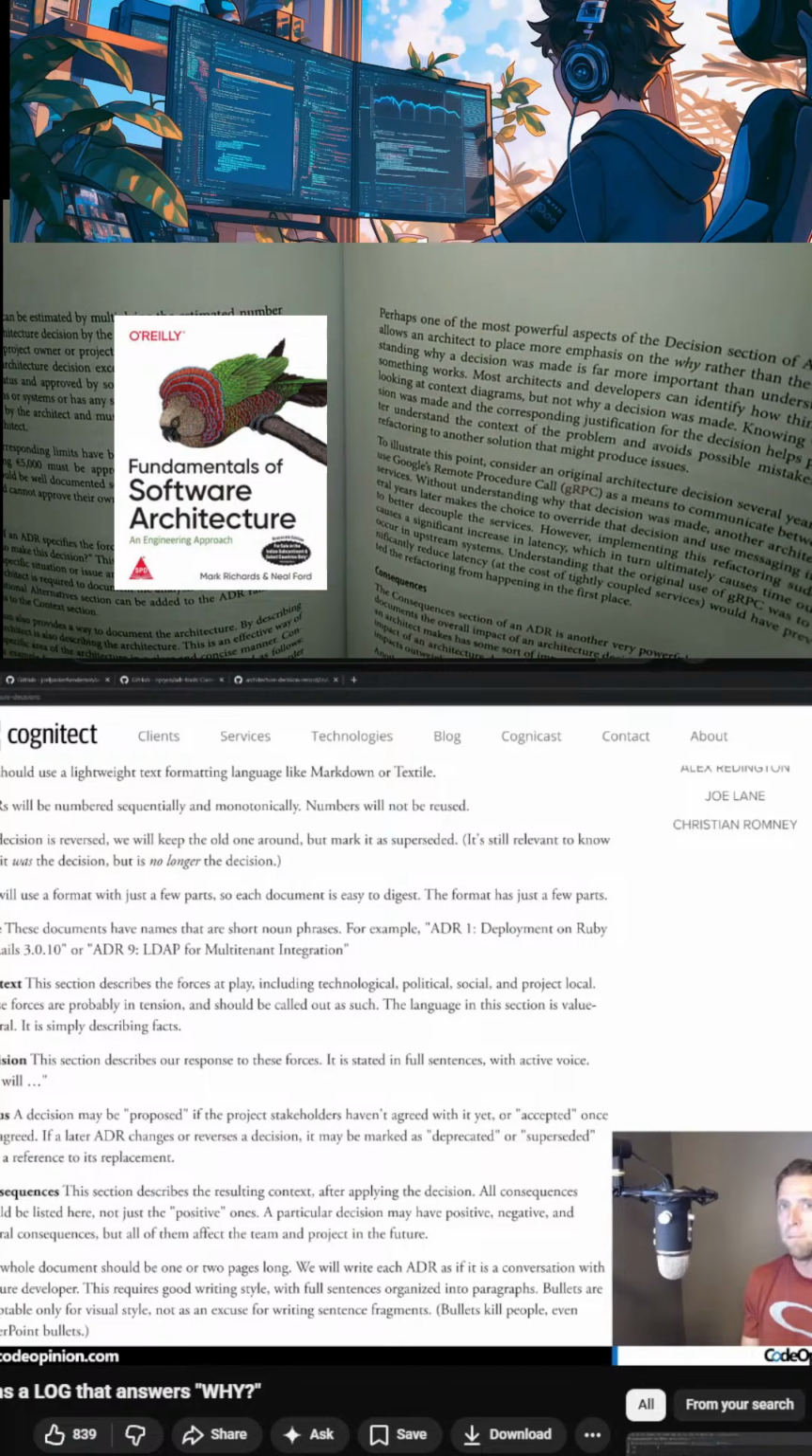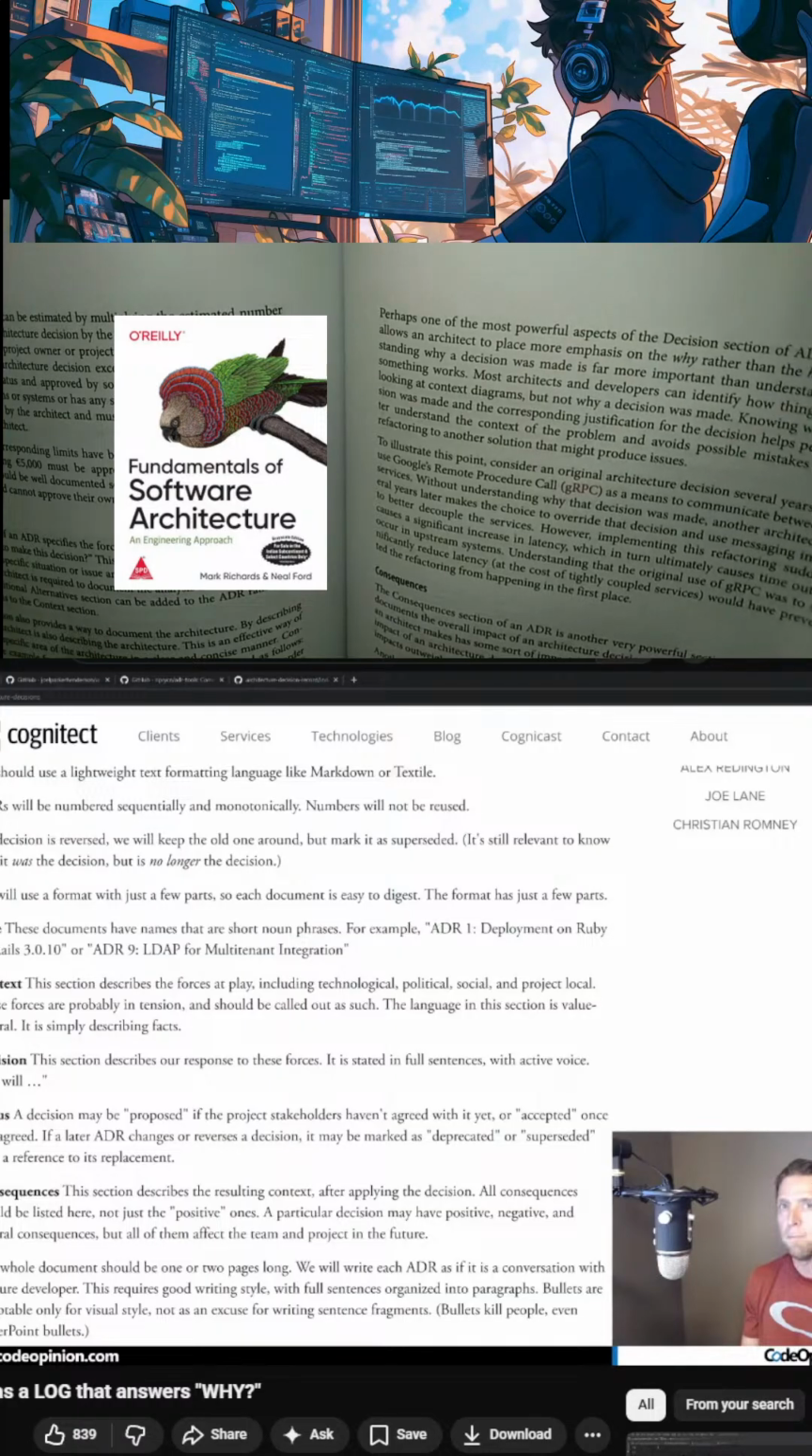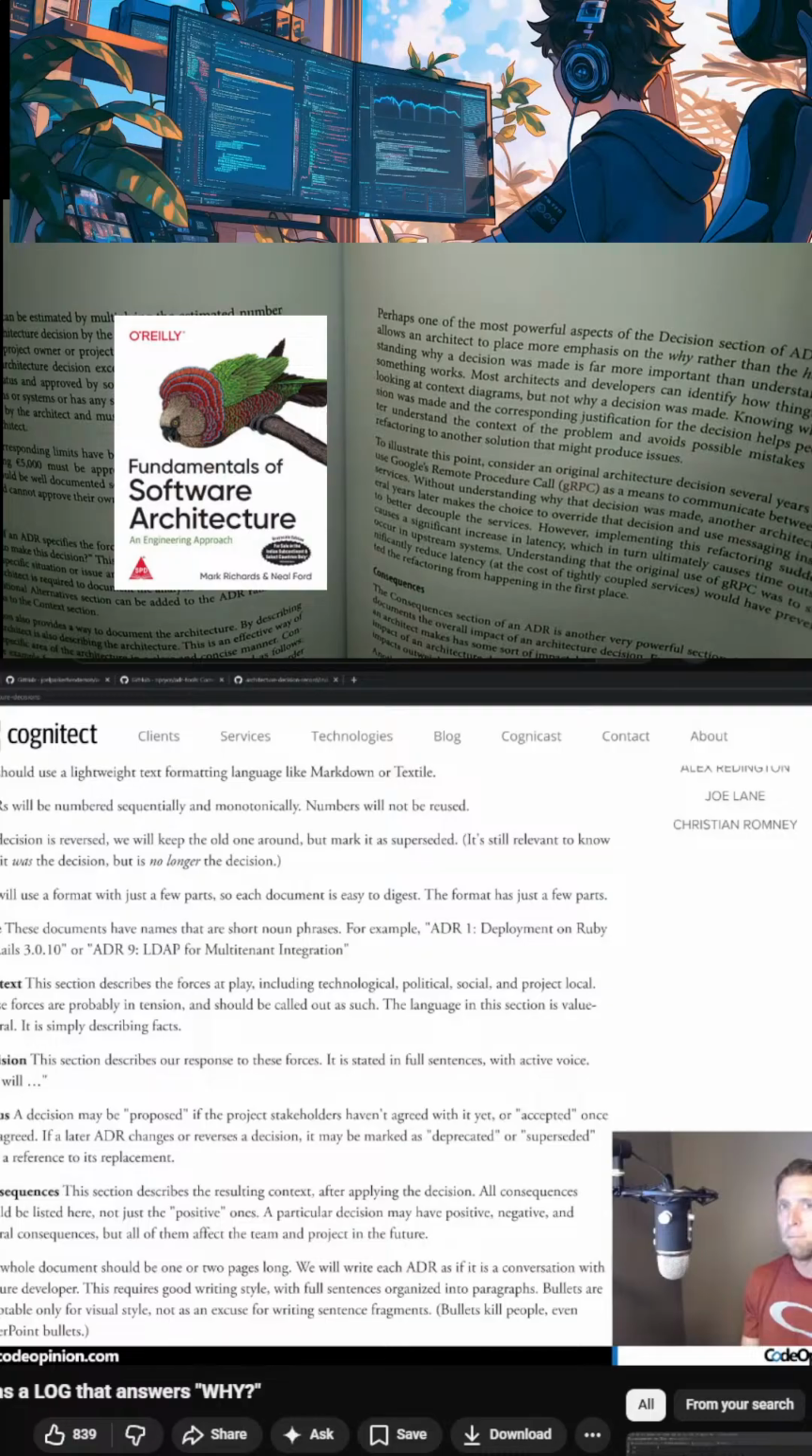Consequences. The Consequences section of an ADR is another very powerful section. This section documents the overall impact of an architecture decision. Every architecture decision an architect makes has some sort of impact, both good and bad. Having to specify the impact of an architecture decision forces the architect to think about whether those impacts outweigh the benefits of the decision.